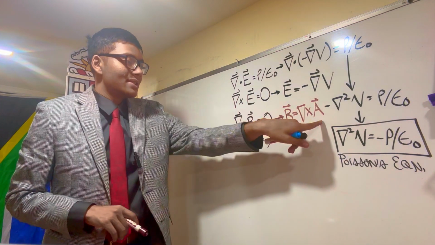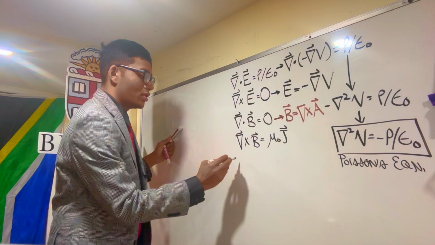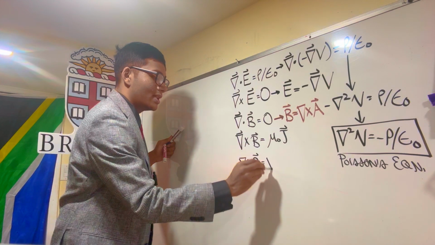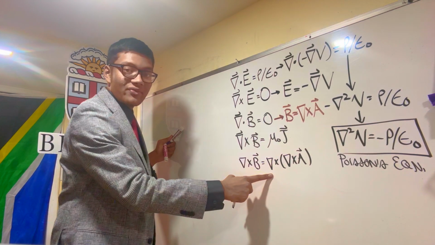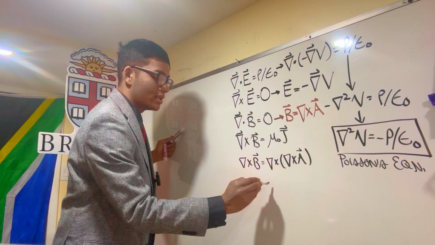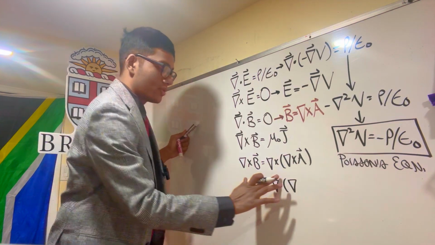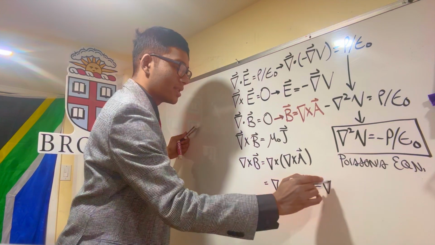So now we can take this newfound knowledge and plug it in here. If we look at the curl of B, we now know that B is nothing more than the curl of the magnetic vector potential. Now it's a vector identity that the curl of the curl is the gradient of the divergence of A minus the Laplacian of A.